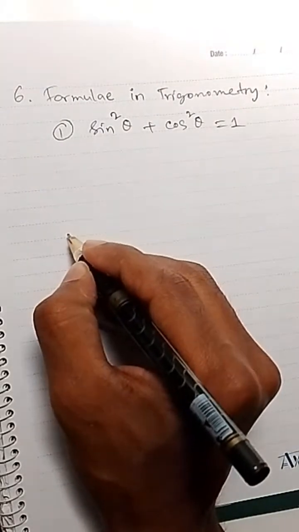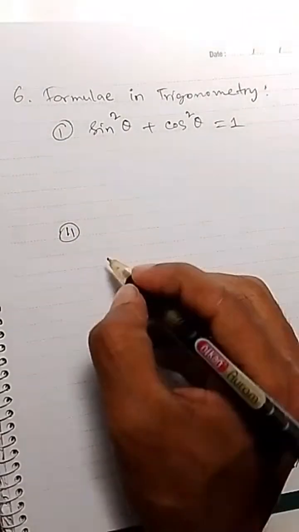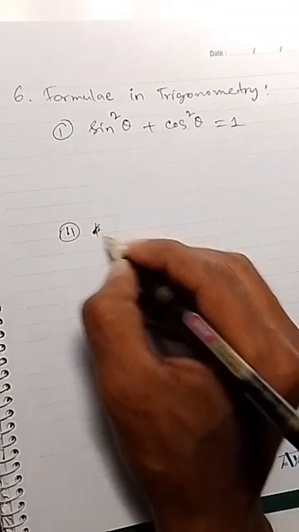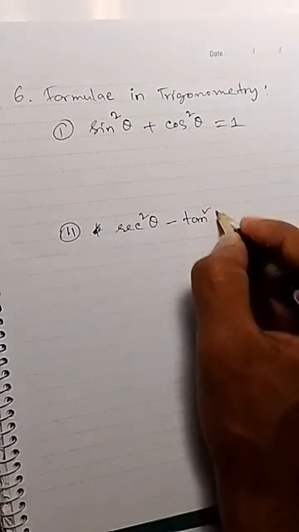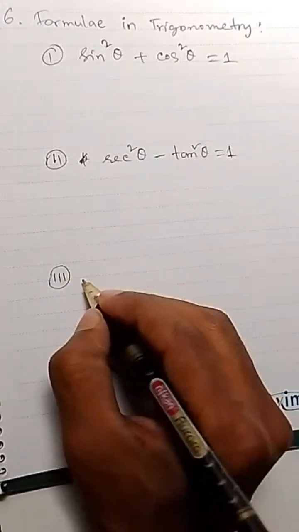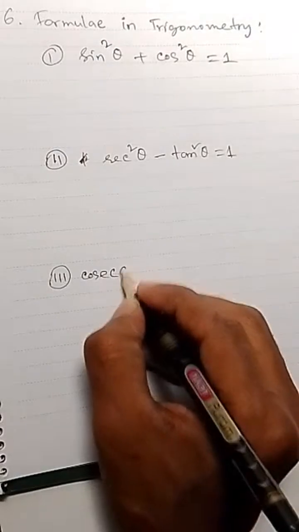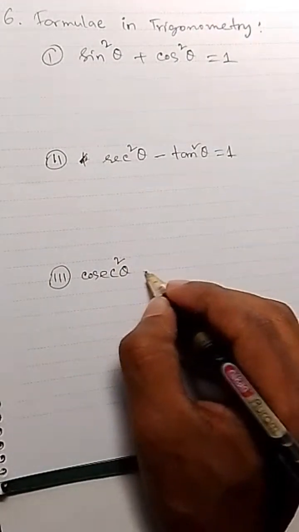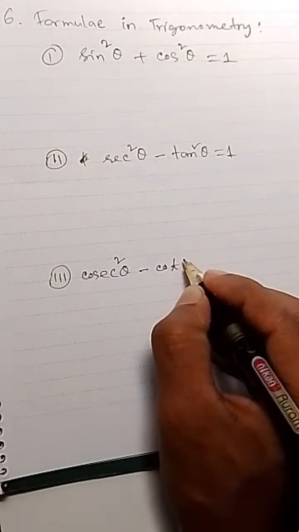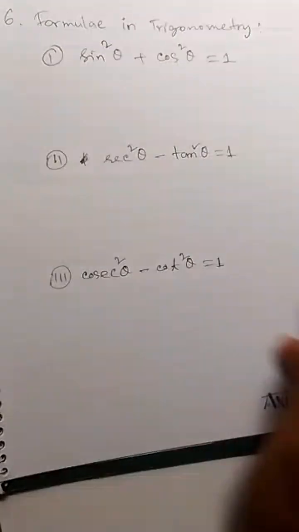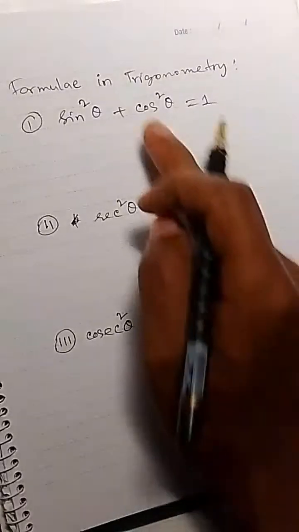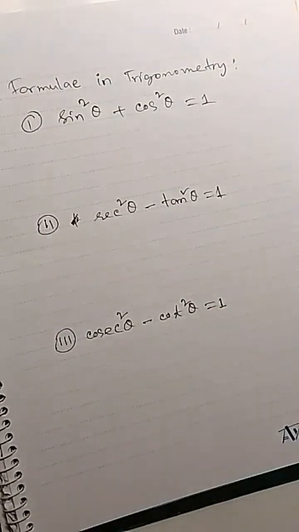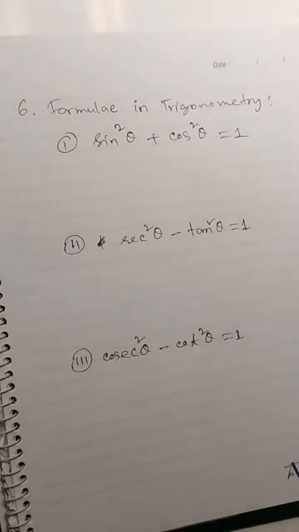And let me write this here. The second formula is sec square theta minus tan square theta is 1, and the third one is cosec square theta minus cot square theta is equal to 1. And these are the three main formulae in trigonometry.